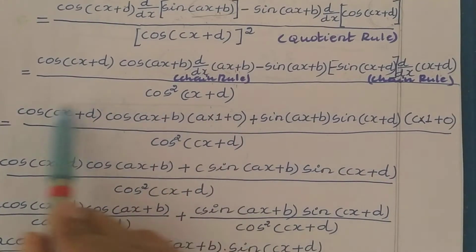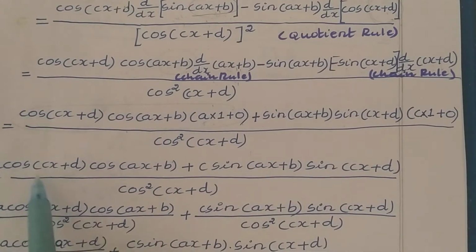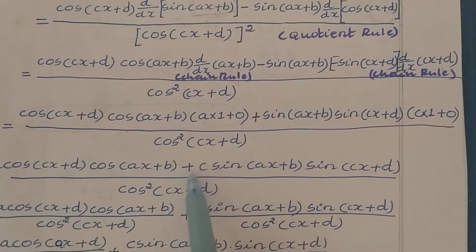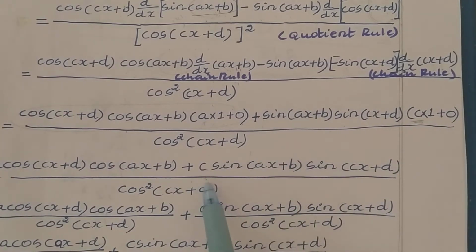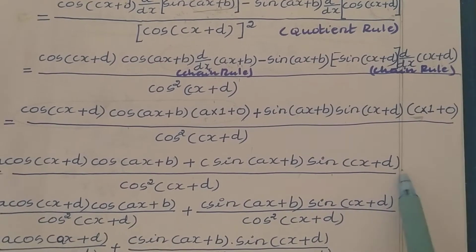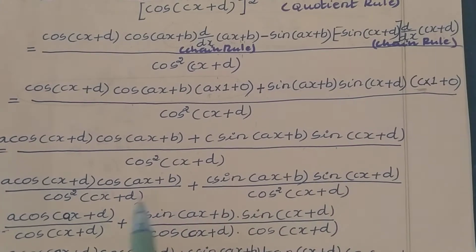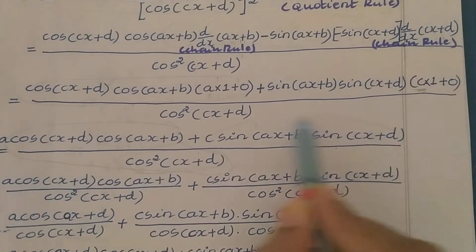So here we get, in this case we have this variable a, so let us write that here: a cos(cx + d) into cos(ax + b), then plus, here we have this variable c, so I am writing that first: c sin(ax + b) into sin(cx + d), divided by cos square (cx + d). Then again here we have this value in the denominator, so let us split and write this. I am taking this as one term, and this as another term.